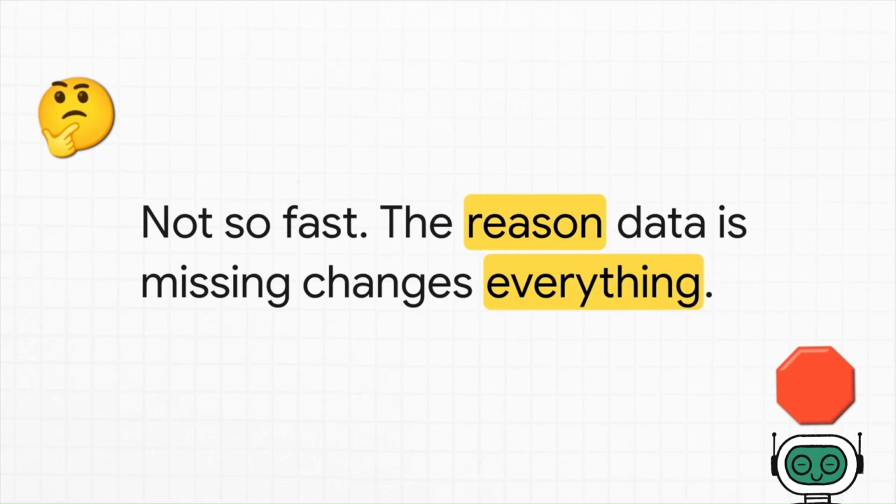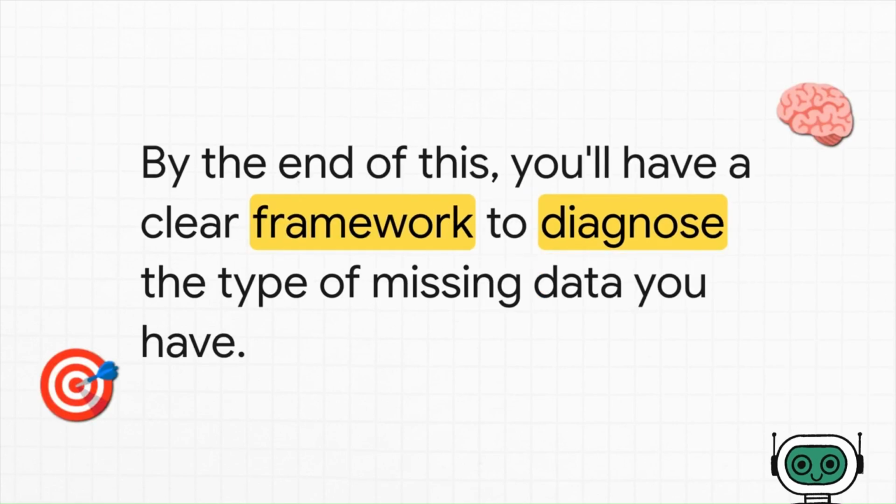See, the right way to handle missing data has less to do with the method you choose and everything to do with why that data is missing in the first place. By the end of our short time here, you're going to have a clear mental framework for diagnosing exactly what kind of missing data you're dealing with. We're going to unpack the 3 core mechanisms behind it.